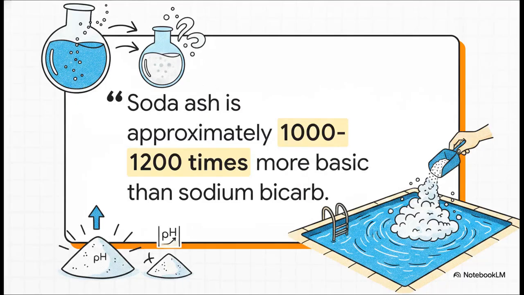To really grasp the difference in sheer power here, check out this staggering fact from our sources. Soda ash is approximately 1,000 to 1,200 times more basic than sodium bicarb. Yeah, over 1,000 times. This massive difference is exactly why adding the wrong powder, or even just slightly too much of the right one, can instantly turn a crystal clear pool into a milky, cloudy mess.